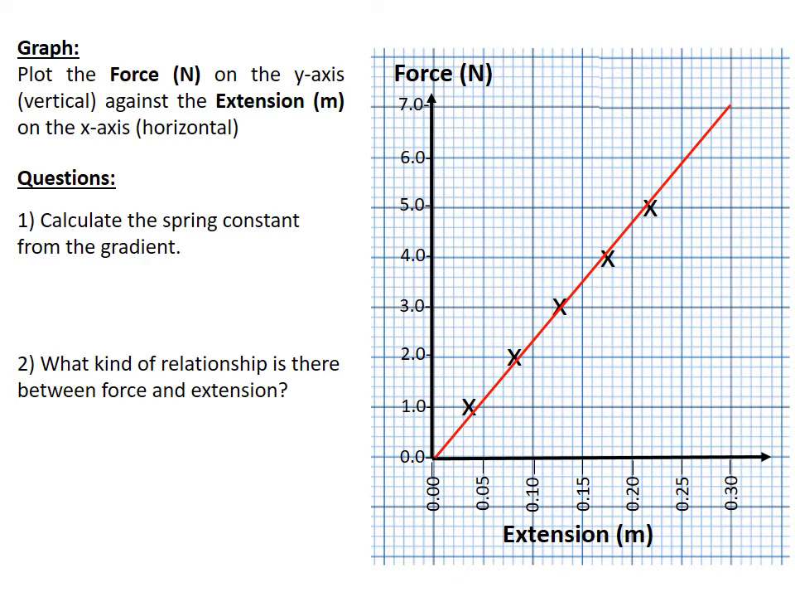Now, the spring constant is the gradient of this graph. The spring constant is how stiff the spring is. It's equal to the gradient. We calculate the gradient by the change in y divided by the change in x, and we need to have a triangle drawn on the graph like this. You don't need to shade it in yellow if you did this, but you need to draw a triangle so that we can work out the gradient, and it should be a large triangle.